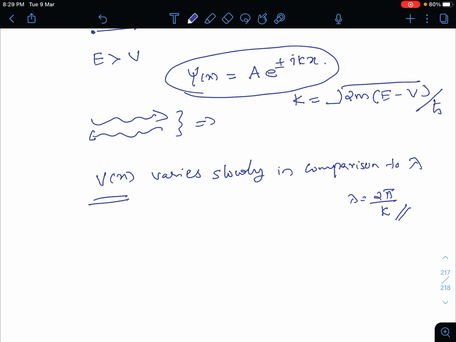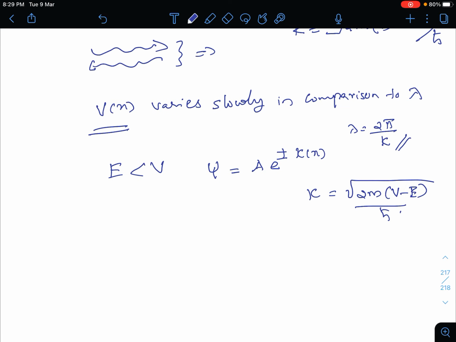Psi remains sinusoidal except that the wavelength and amplitude change slowly with x. Okay, let's go to the problem so that you will understand it in detail. Before that, suppose in some cases E is less than V. In that case psi, as you know, takes the form of an exponential function. Here k is usually root of 2m into (V minus E) by h cross. So that is the idea behind this.